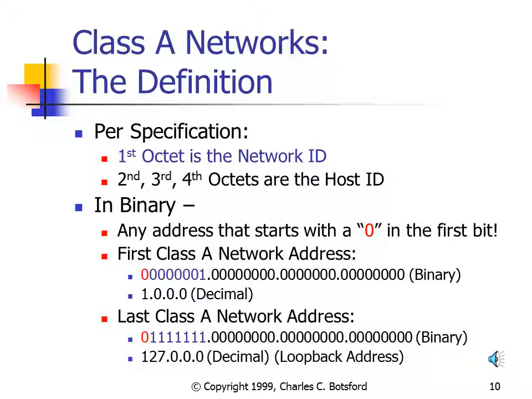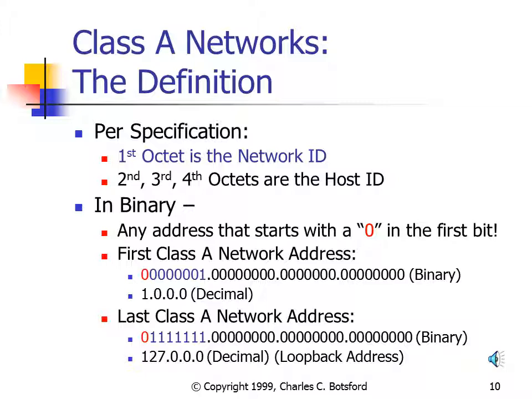As I stated before, the IP specification states that for a Class A address, the first octet is the network ID and the last 3 octets are the host ID. Now, to define that further in binary, a Class A address is any address that starts with a 0 in the first bit of the first octet. So the first possible Class A network address in binary would be 7 zeros, a 1, and then the rest zeros. When we do a decimal conversion, the first Class A network address available would be 1.0.0.0.